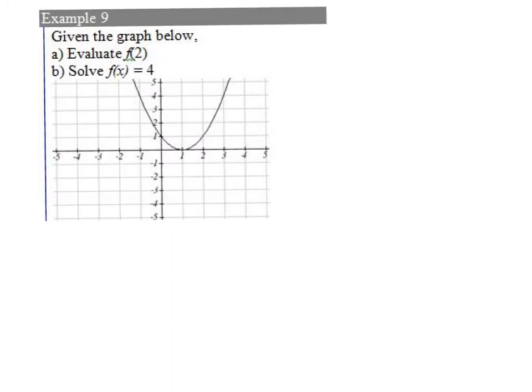So now this part, we're trying to evaluate a function or evaluate a relationship based on a graph. So what this is telling me, find f or find y when x equals 2. So when x equals 2, I go up till I hit the graph and I'm seeing that y equals 1. Alright, so f of 2 equals 1.